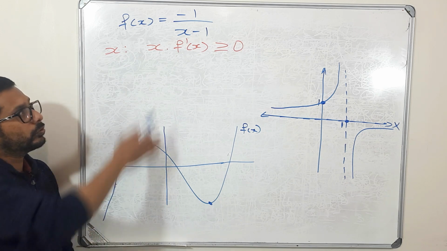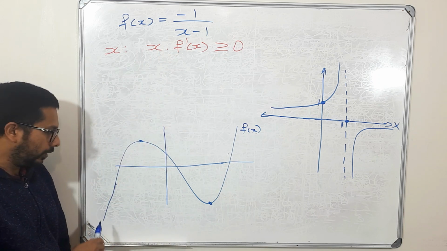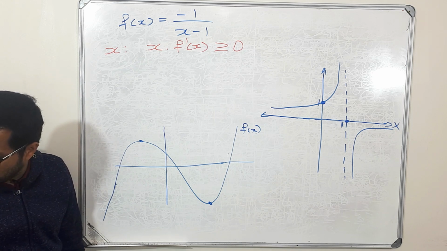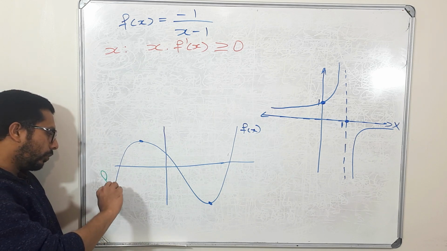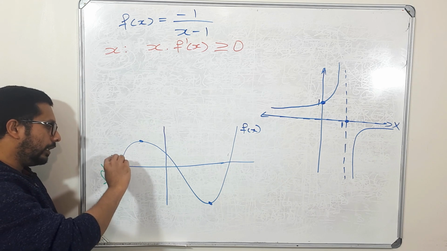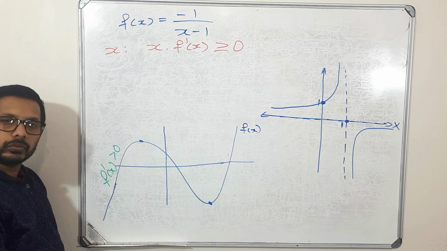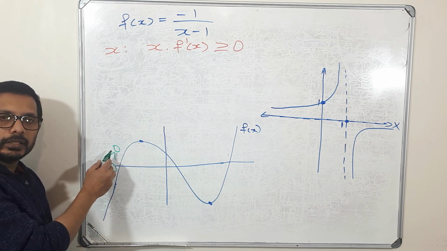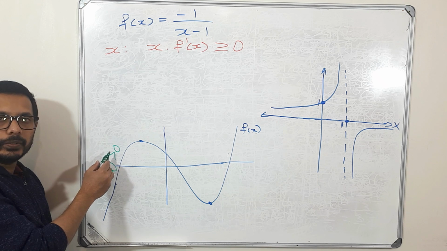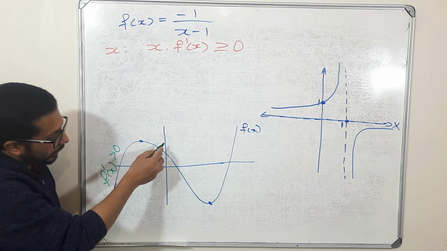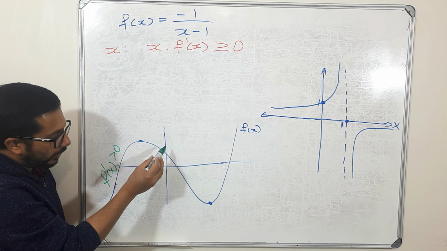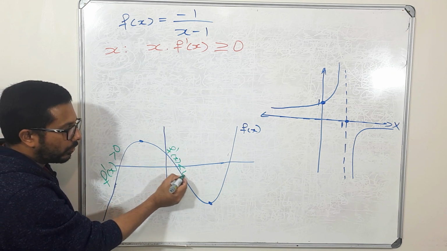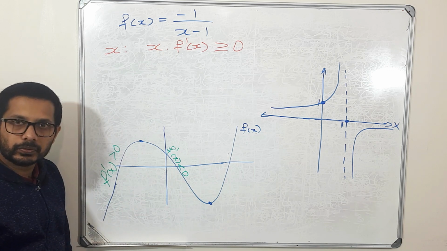Now let me quickly explain this one. When the graph is increasing, what you studied in your class is that f dash of x is greater than 0. When the graph is increasing, the first derivative is positive, greater than 0. Then here it is decreasing, that means the first derivative f dash of x is less than 0, or it is negative.